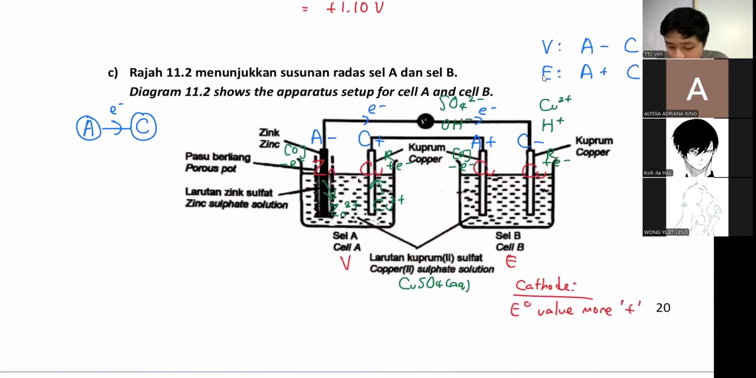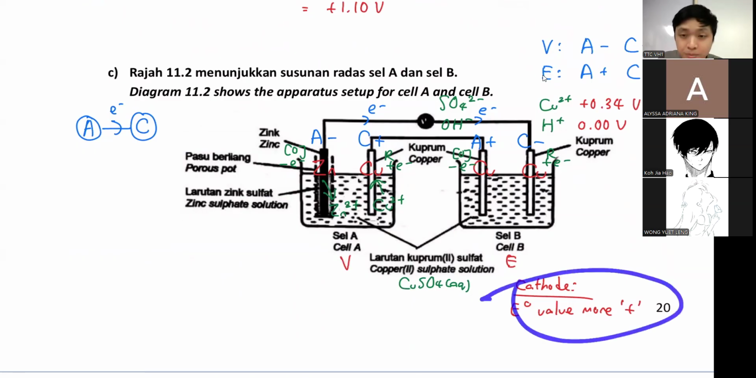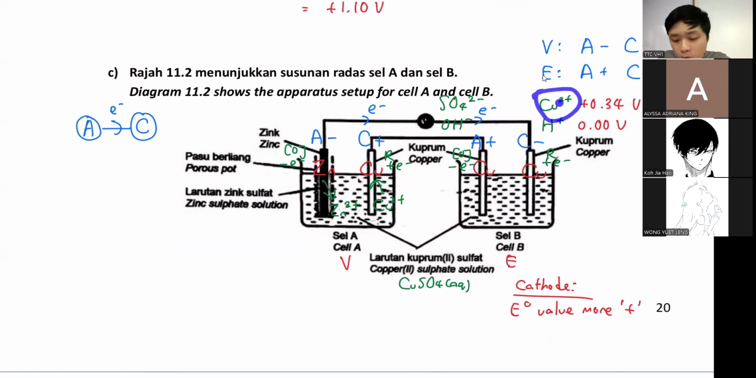For H plus is 0.00 volt. H plus is in the middle. Copper one is positive 0.34 volt. So which one do you choose based on this factor? So you choose copper to undergo reduction.